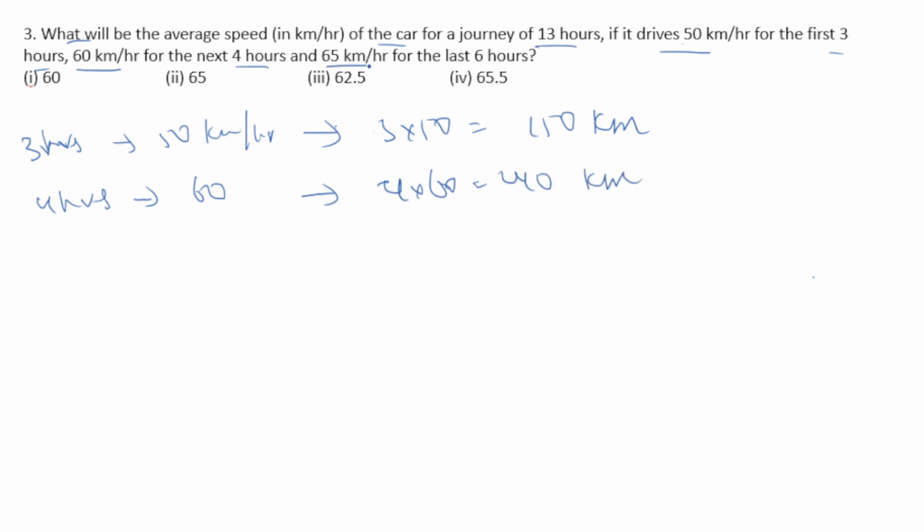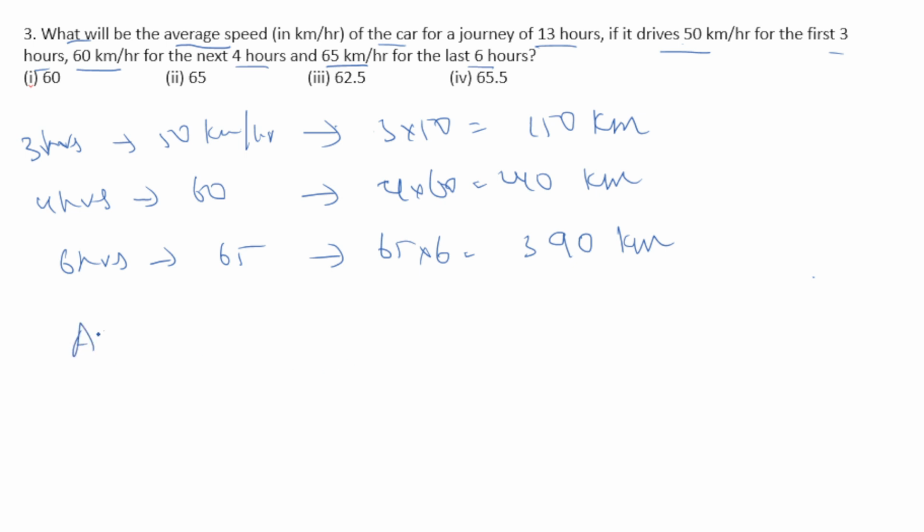And it travelled at 65 kilometers per hour for the last 6 hours. For the last 6 hours, it travelled at 65 kilometers per hour. So what is the total distance? It is 65 into 6. It is 390 kilometers. We have to find the average speed of the whole journey.